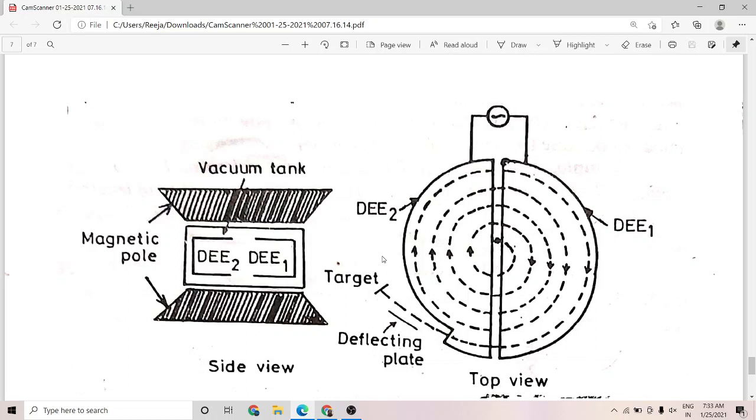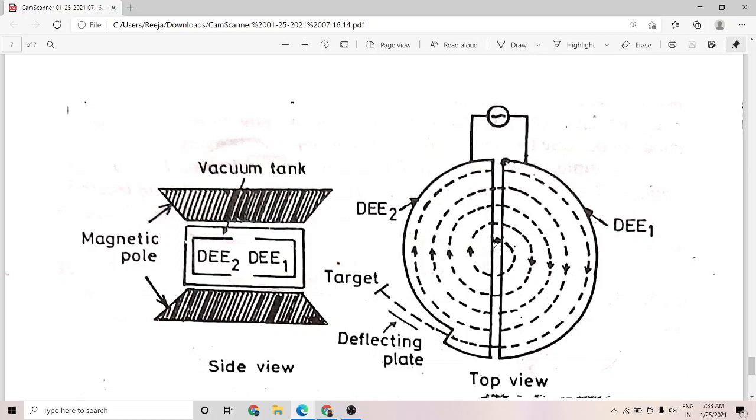So once again, construction: it consists of two hollow semicircular metal boxes called Ds. The ion source is placed in between the two Ds. The Ds are insulated from each other and placed in a vacuum chamber. The Ds are connected to a powerful radio frequency oscillator. The whole apparatus is placed between the pole pieces of a strong electromagnet such that the magnetic field is perpendicular to the plane of the Ds. Now let us go to the theory and working.